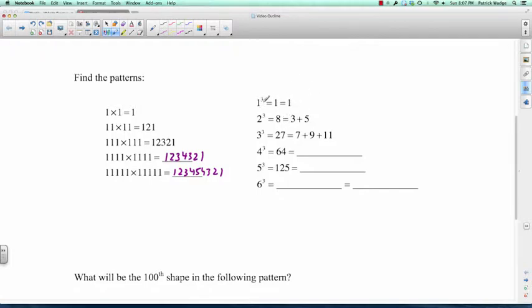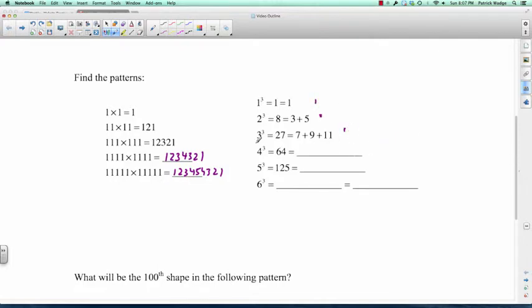Okay, let's take a look at this one. 1 cubed is 1, which is just the same as 1. That's weird. 2 cubed is 8, which is the same as 3 plus 5. Okay. 3 cubed is 27, which is the same as 7 plus 9 plus 11. So you've probably picked up on this. 1, 3, 5, 7, 9, 11. Those are odd numbers. And you can see there's 1 odd number here, 2 odd numbers here, and 3 odd numbers here.